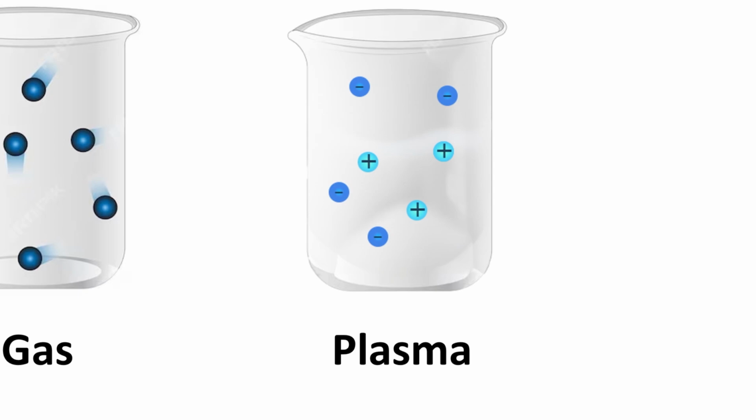Plasma, on the other hand, has behavior that includes not only the free movement we have seen in gases, but also interactions of the particles due to the charged nature of its particles. This leads to collective behaviors that are influenced by electric and magnetic fields.